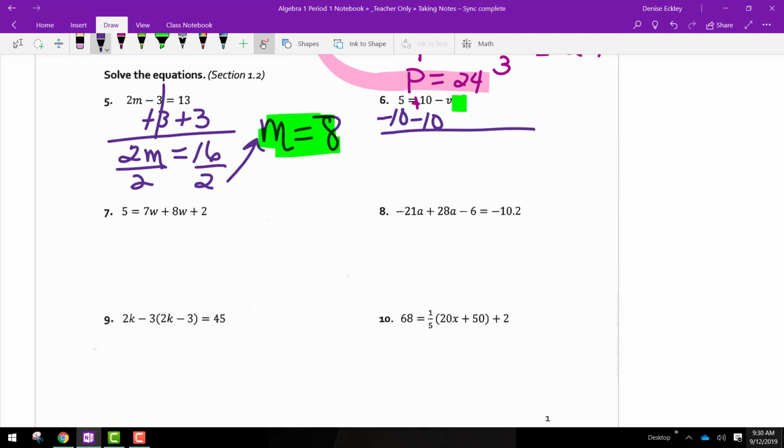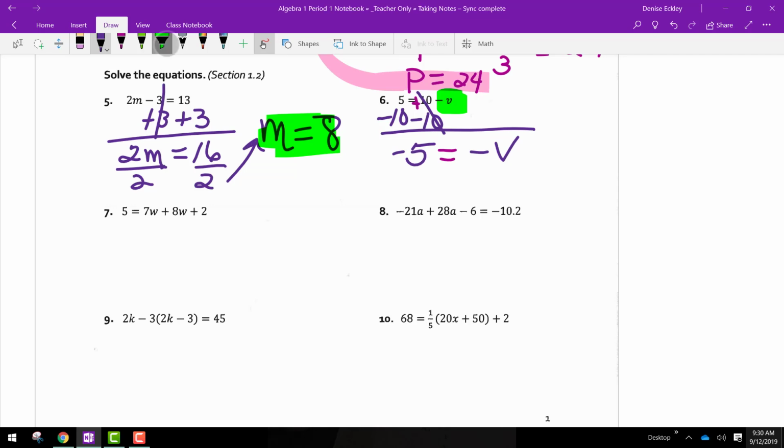So when I do 5 minus 10, I get negative 5. Positive 10 and negative 10 give us 0, which is what we want. So here's where you want to be careful. This is negative v. So I'm going to put equals negative v. Okay, don't lose that negative sign.